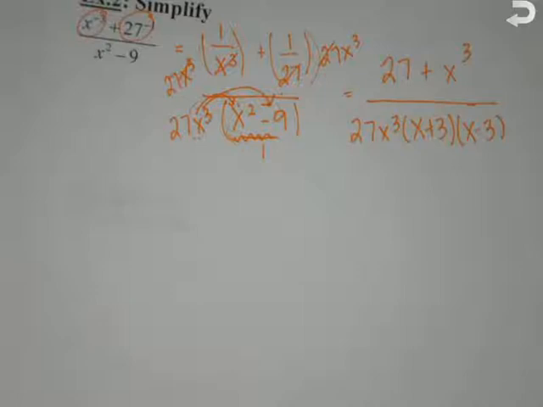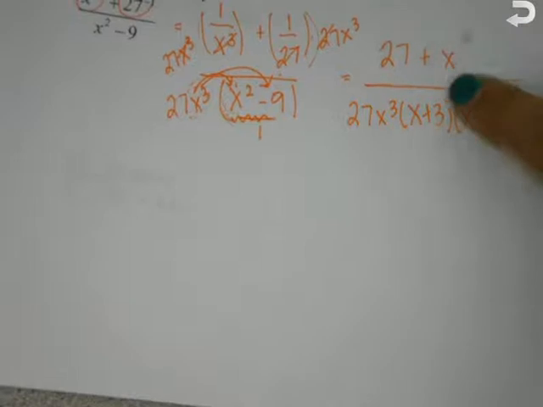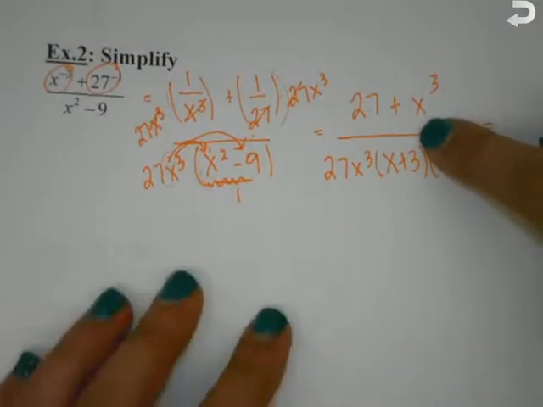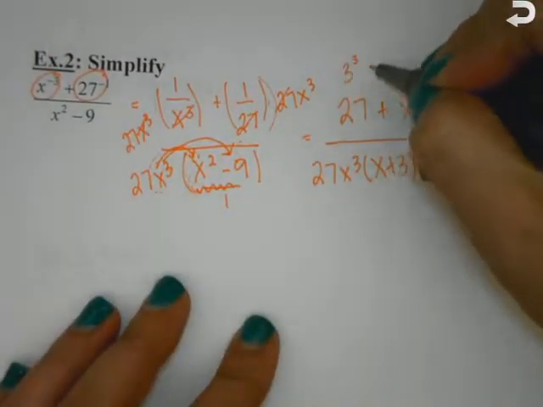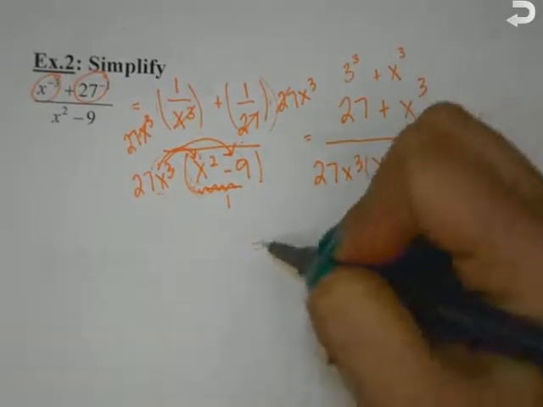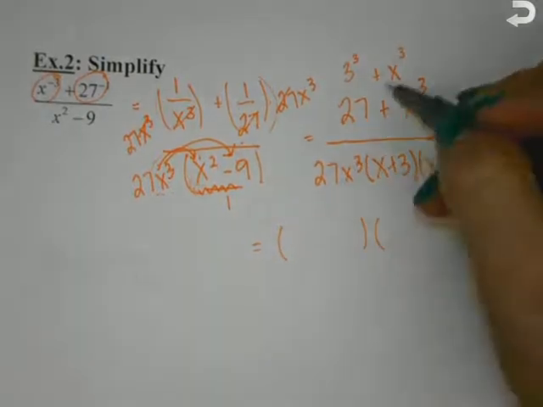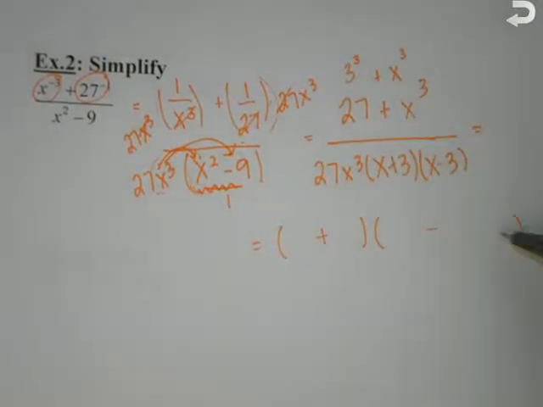The reason why this is a little bit more ideal is because this is now a sum of 2 cubes. It's 3 cubed plus x cubed. So let's factor that. We have a small parentheses and a large parentheses. Same, opposite, always positive.